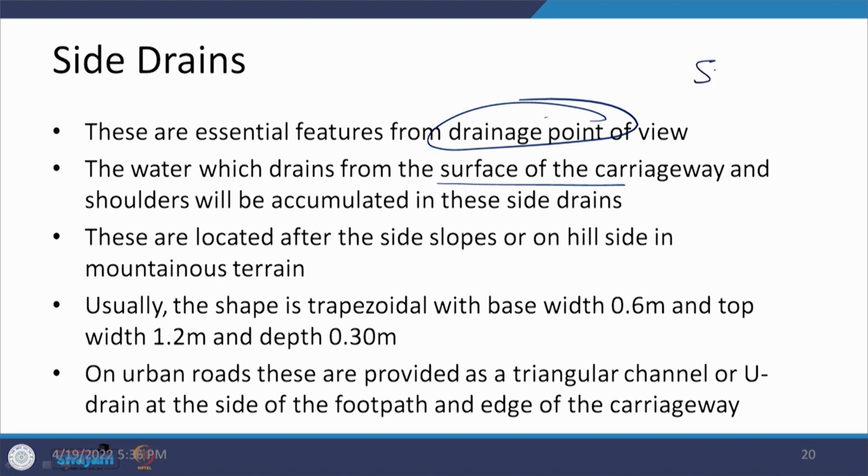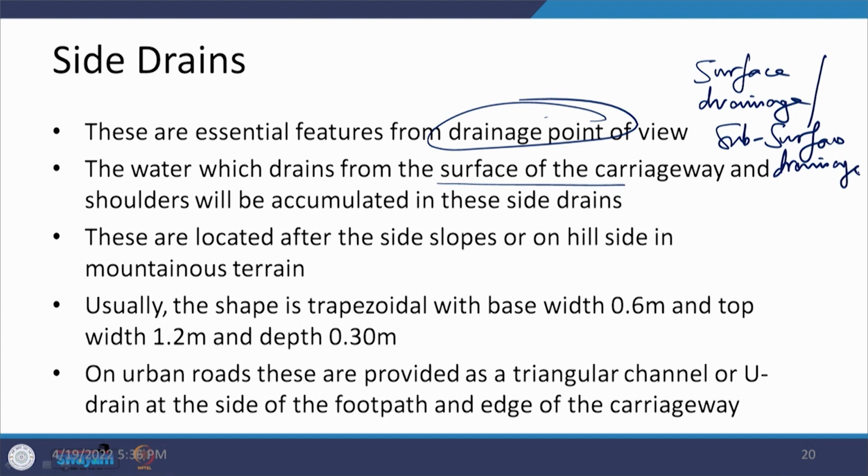So, you may have surface drainage or you may have a subsurface drainage. Another thing which may happen is defined as a cross drainage. So, that is another thing which may be there. We are going to look at these things one by one.